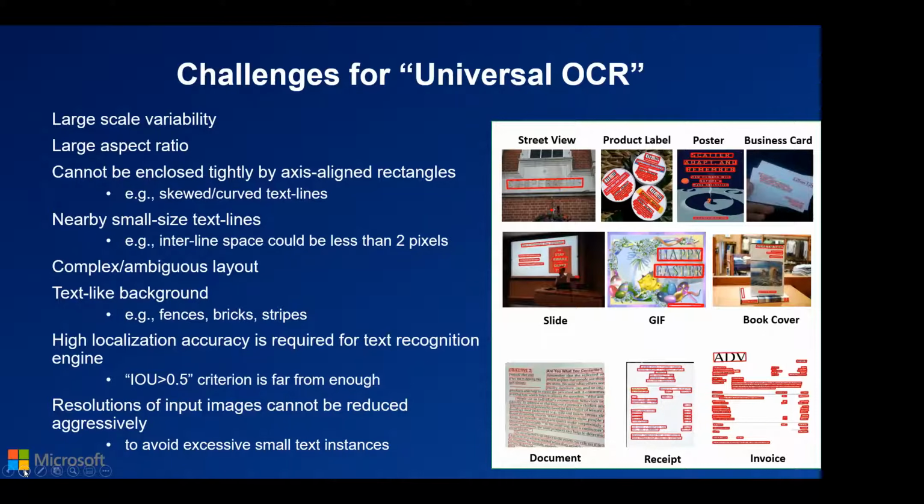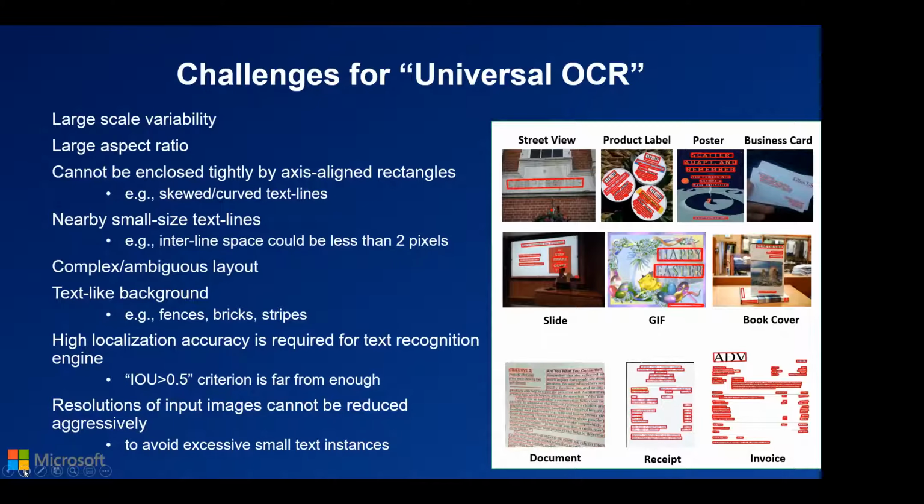We also have the challenge of very small text lines near, say, a large text line. In such a case, the inter-line space could be very small, and how do we do this reliably is a challenge. We have very complex, ambiguous layouts, and we have text-line-like backgrounds, like fences, bricks, and stripes. And fences, believe it or not, are very easy to confuse with a string of ones, for example. So how do you tell that these are not actually characters?